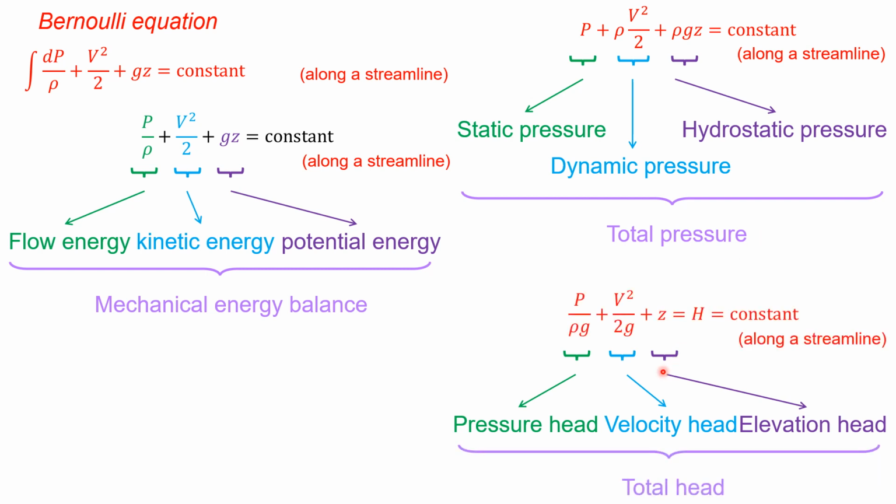And the third one, we multiply this equation by 1 over g, so we will get this equation. Okay, so from here we can divide into three components. The first component is pressure head, the second component is velocity head, and the third component is elevation head. All these three combined, we will get a total head.